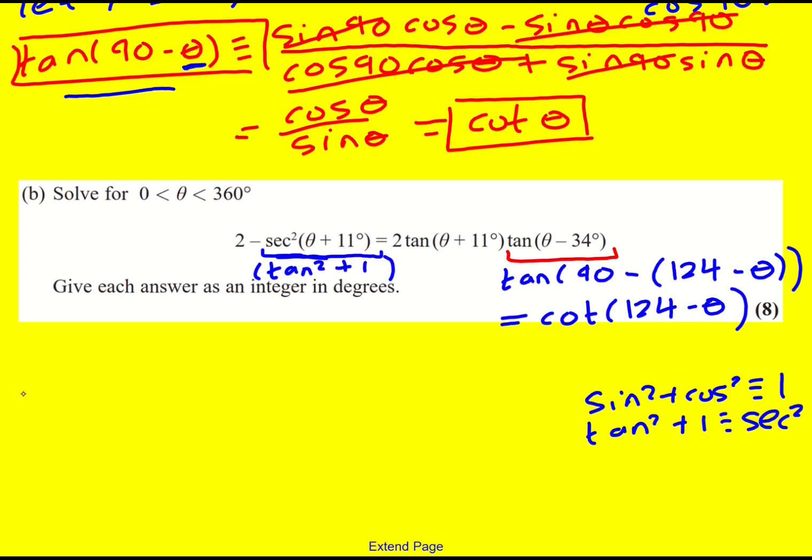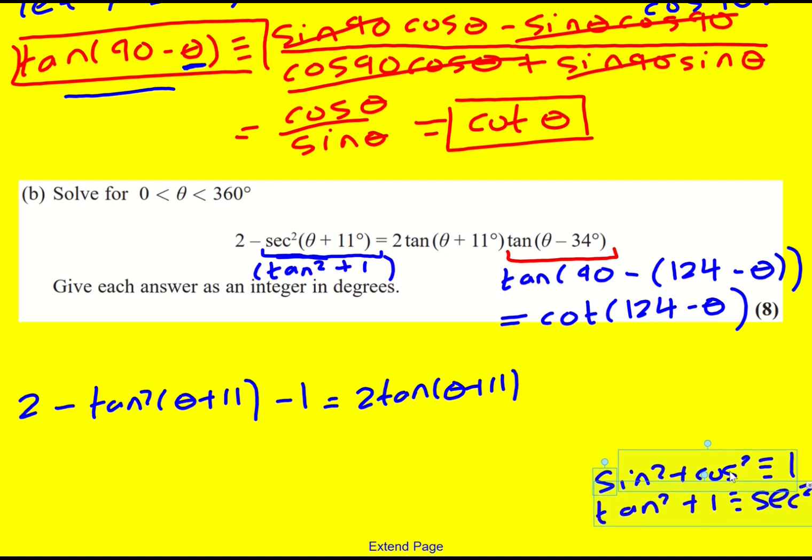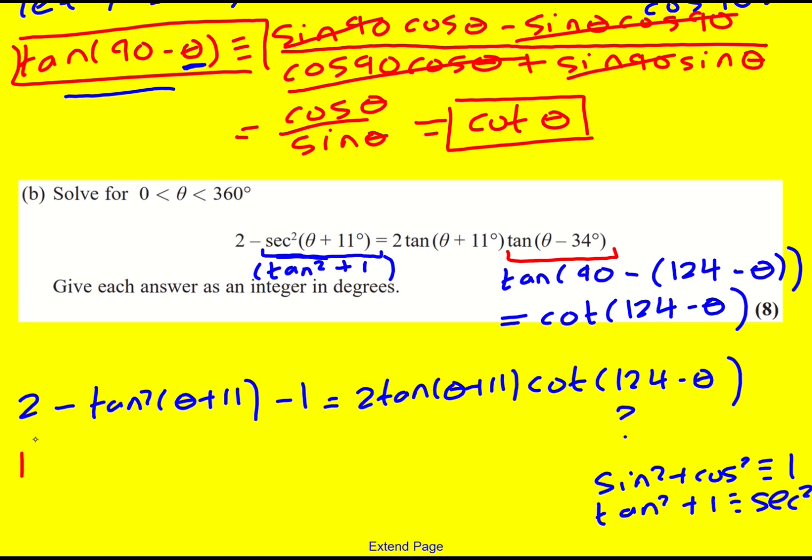plus 1, which is going to end up giving me 2 minus tan squared (θ + 11), and then a minus 1. And that is going to equal 2 tan(θ + 11) multiplied either by that tan(θ - 34), if you're not quite trusting that the cot is going to help, or put the cot in. Okay, that's the bit that maybe you might be unsure about at the moment. Because it turns out over here we end up with a difference of two squares. 1 minus tan squared (θ + 11) equals 2 tan(θ + 11).